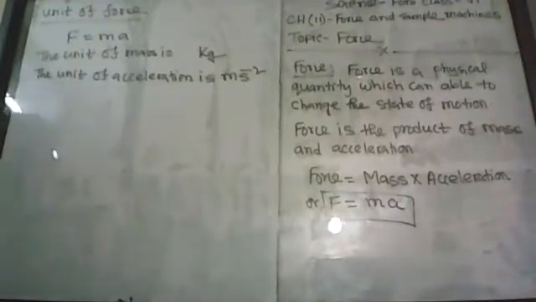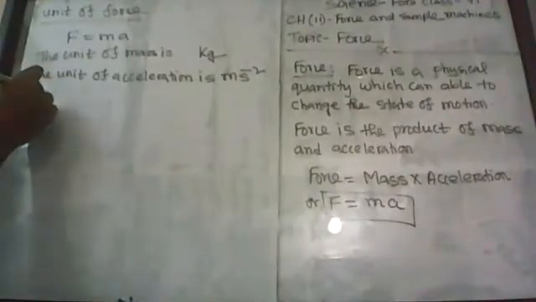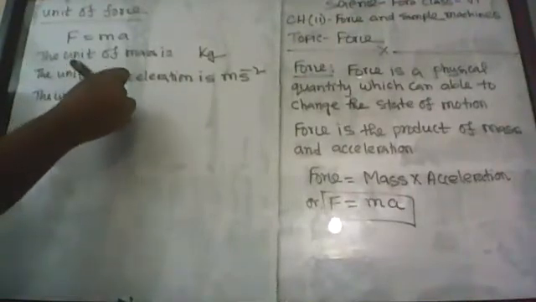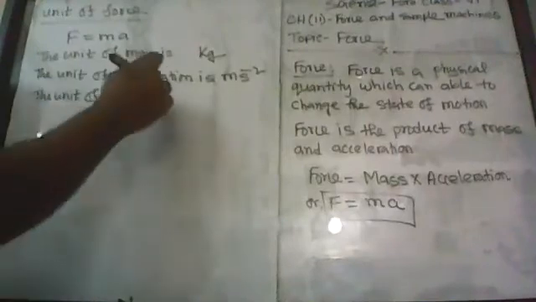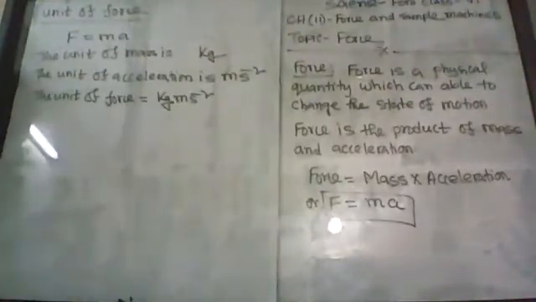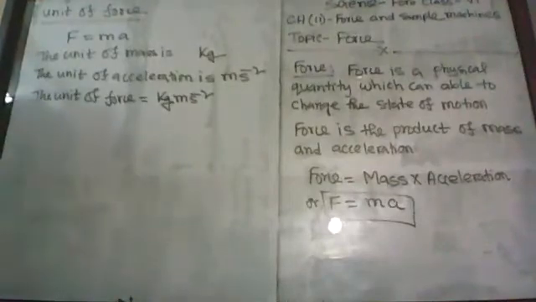Now, what should be the unit of force? Since force is the product of mass and acceleration, the unit of force is the product of kg and meter per second square. So kg meter per second square is the unit of force. I repeat, boys and girls, kg meter per second square is the unit of force. It's a very complex quantity.